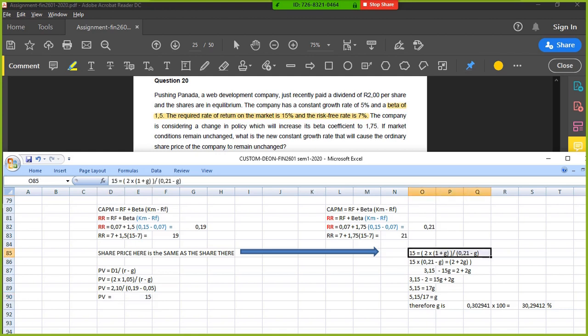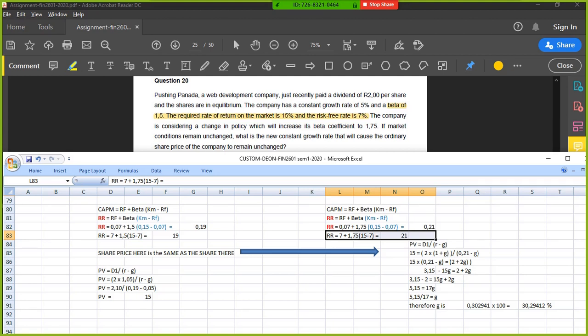Okay, Gordon growth model. 15 equals, let me just write the formula above this. Okay, so it's going to be 2. 2 is the dividend, which doesn't change. It's constant. It's what we had. Yes. So div 0 times 1 plus growth, close bracket, that's the numerator. That's fine. Okay, divided by r minus g. r is 21%. Do we have 21%? Yes. We've got 21%.